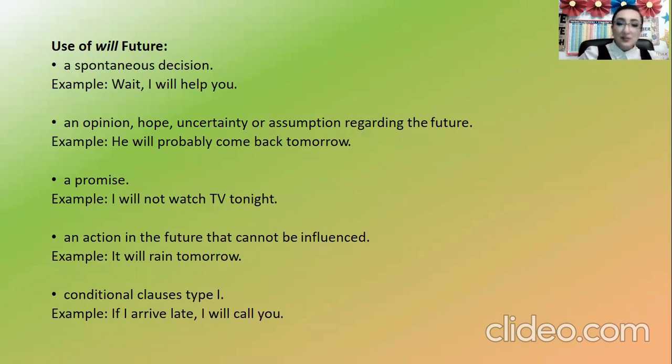Well, that was the second one, and a spontaneous decision. And when I am going to be giving an opinion, talking about hopes or uncertainty, or giving some assumptions that I think, I believe that they will be happening.